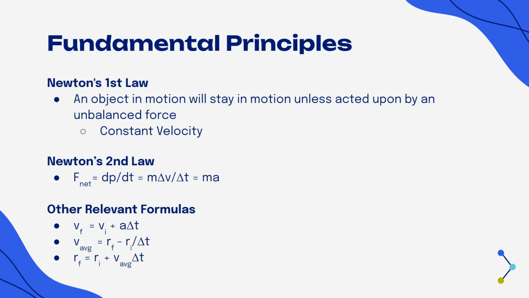Other relevant formulas include the velocity update formula, which says final velocity is equal to the initial velocity plus acceleration times change in time. The average velocity formula, which for constant forces is final position minus initial position over change in time. And the position update formula, which is just a rearranged version of the average velocity formula.